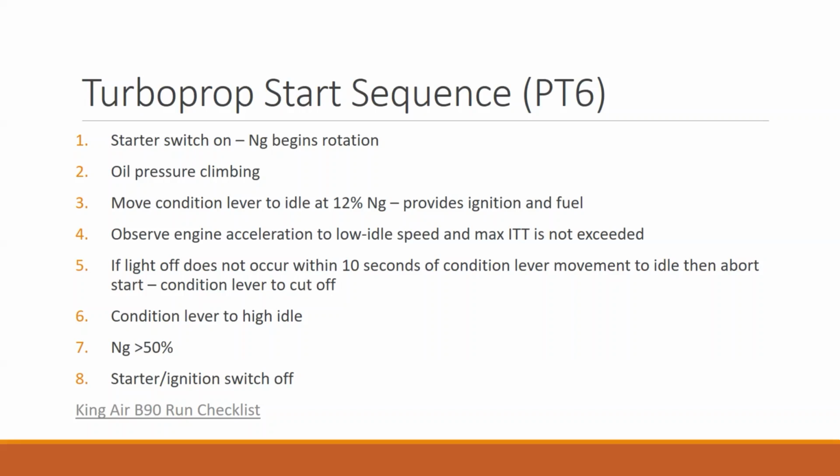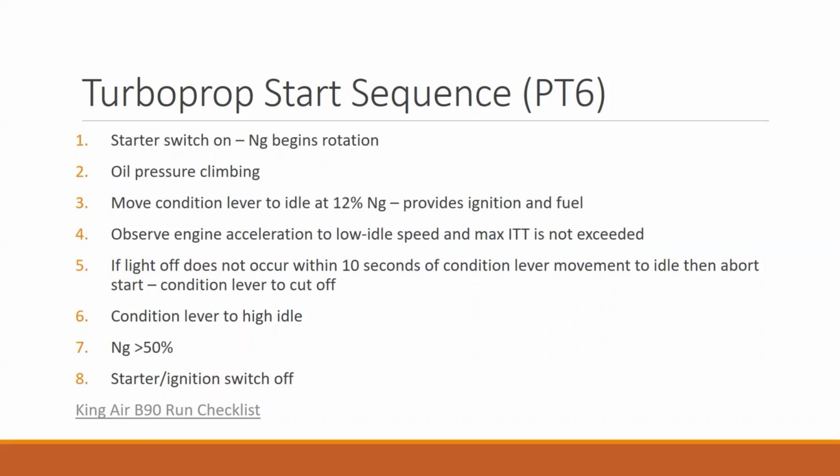So engine starting off, if light off doesn't occur, we want to abort our start. Once the engine's up and running, condition lever is at low idle. We're going to get up to 50% and start ignition switch off. Okay. If we look at what an actual checklist looks like, it looks something like this.